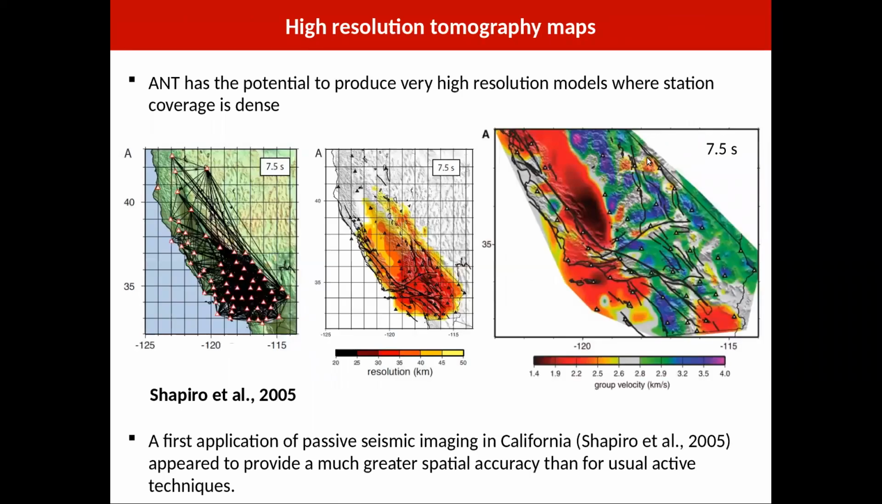This is the work done in California. So we see that the ambient noise tomography method produces very high resolution models where you have dense station coverage. Like I explained, these rectangles are the stations, and then you make the cross correlation. All the black lines in this figure are the two-station cross correlations.